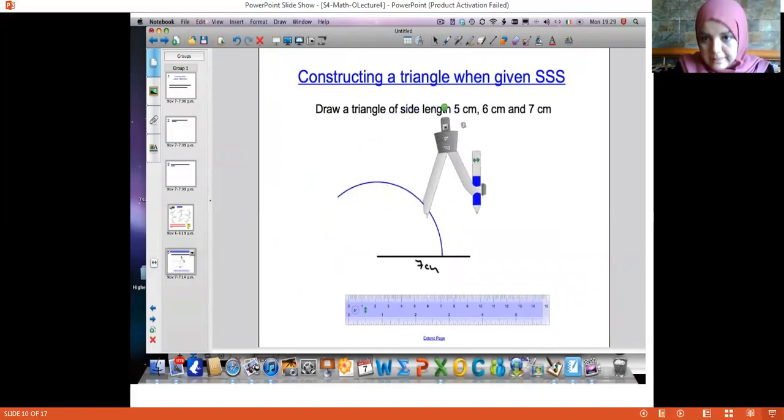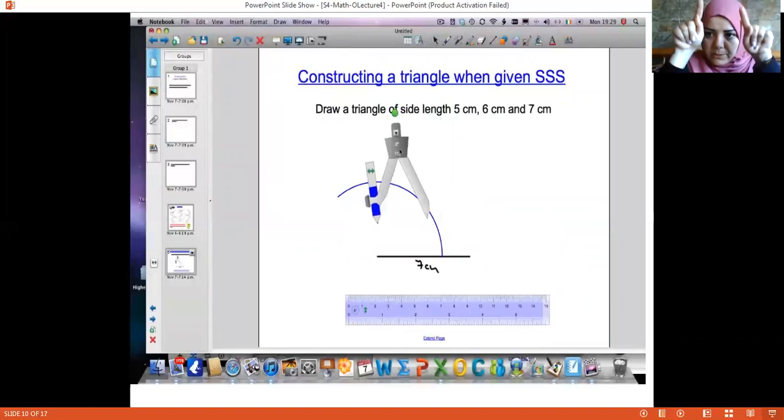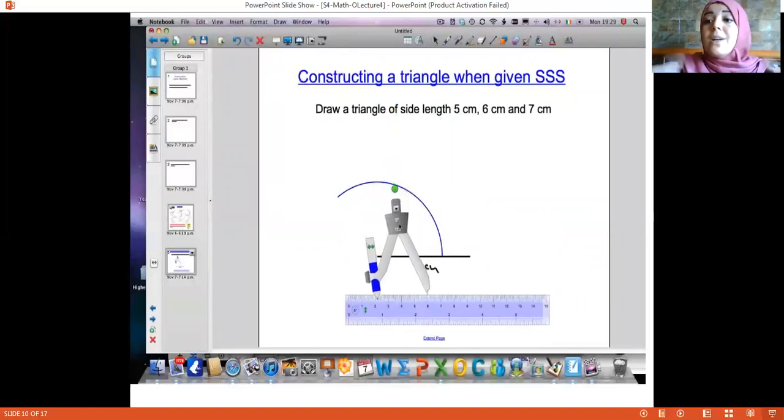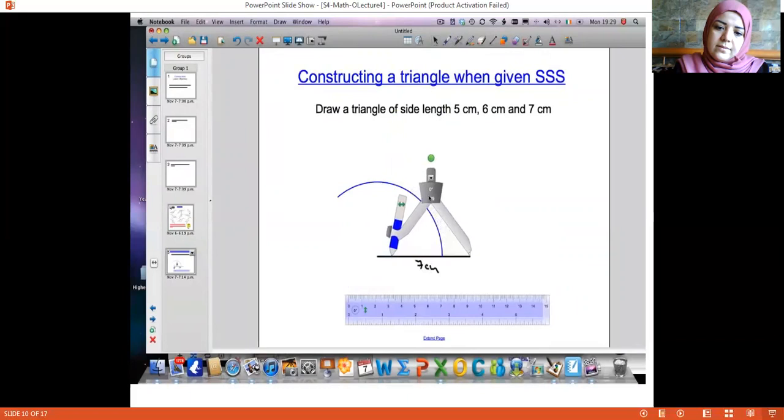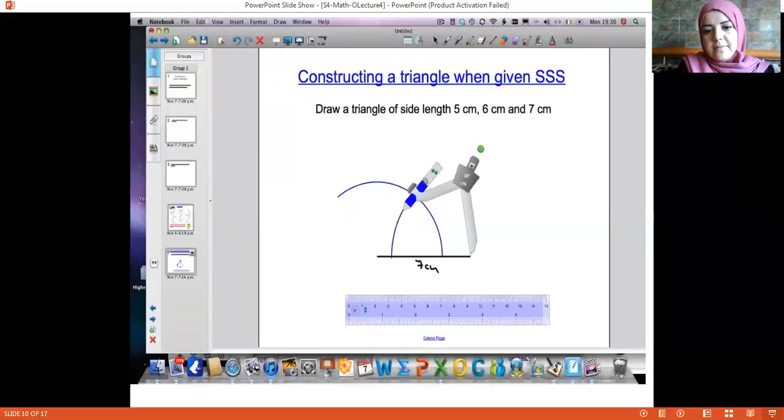Now we are going to draw another arc which is 6 centimeters. How? We are going to put the compass on the ruler, open it now, 6 centimeters. Okay, 6 centimeters now. Now put it on the other end, another arc, okay? Very good.